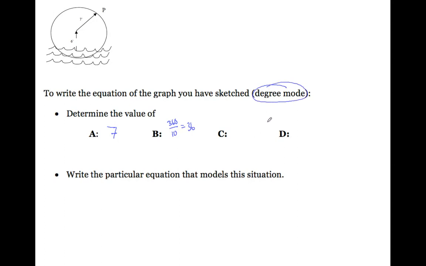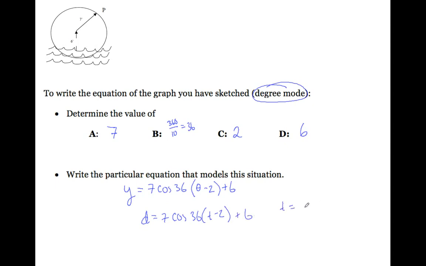C is going to be the phase shift. That matters. It's where I'm starting, right? So C is going to be 2. D is going to be the sinusoidal axis, so your D is going to be 6. This equation is going to be y equals 7 cosine of 36 theta minus 2 plus 6. I'm the worst with these letters. D equals 7 cosine of 36 t minus 2 plus 6, right?